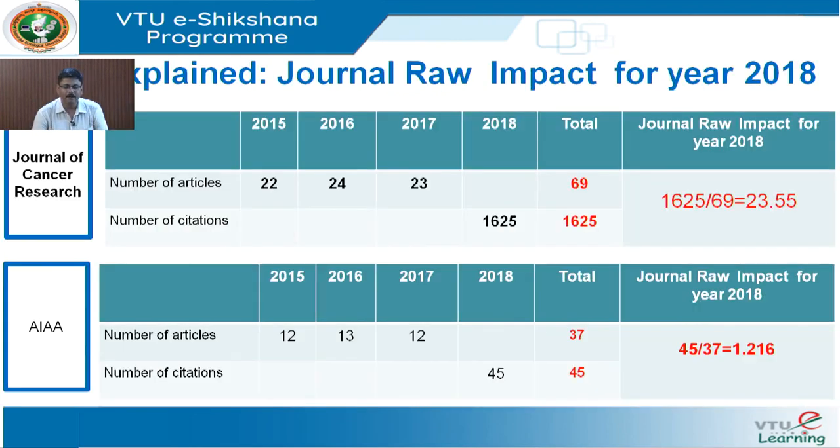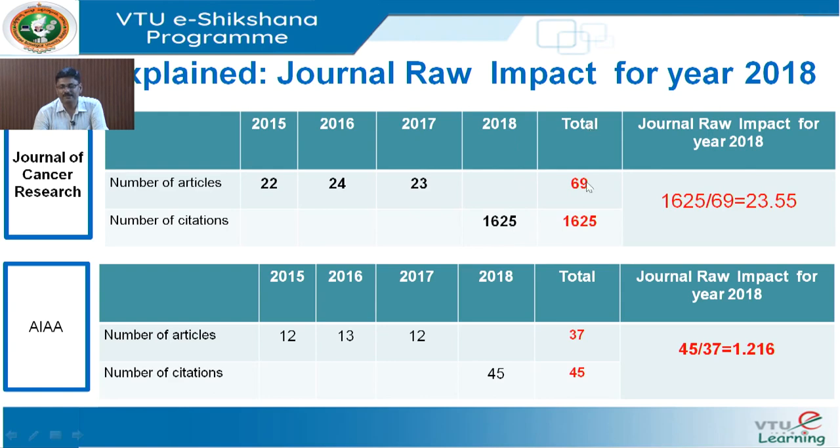For example, I have given a SNIP example here. I have taken the journal raw impact factor for the year 2021, and I have taken 2 journals. This is a medical journal, and this is a narrower field called an aerospace journal. The Journal of Cancer Research in 2015 published 22 articles, in 2016, 24 articles, and in 2017, 23 articles. The number of citations received in 2018 is 1625.